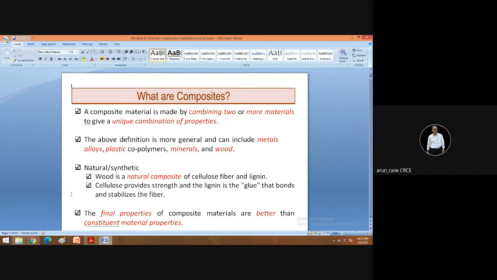So we'll start with the composites. Composite is nothing but combining two or more materials, like hybridization. You are combining different properties in order to get better properties, like the hybridization of animals or two species. The same thing can be done here also, for the metals or the materials.